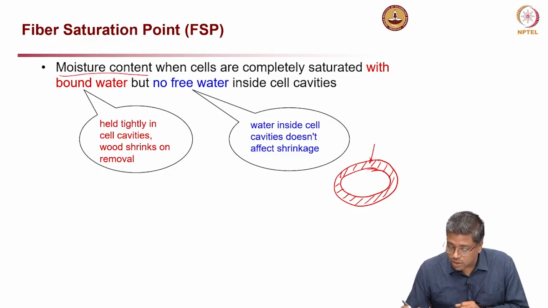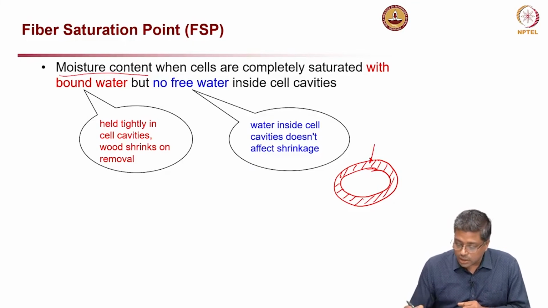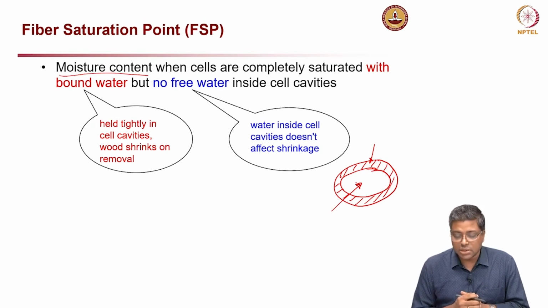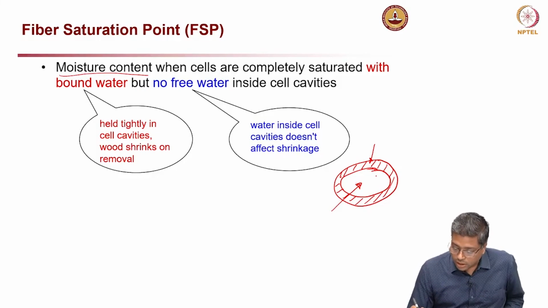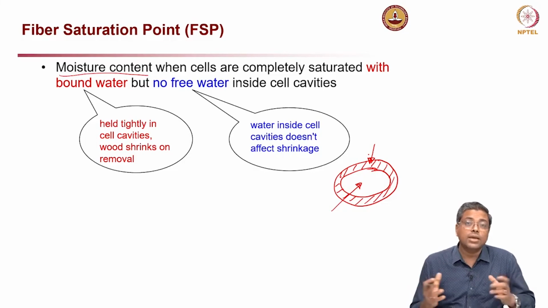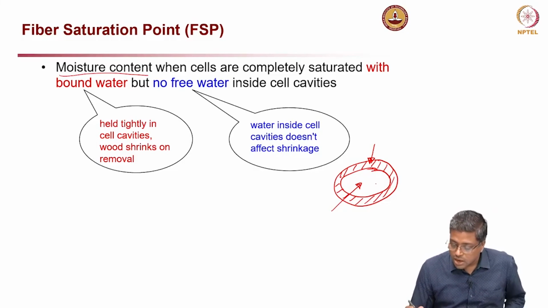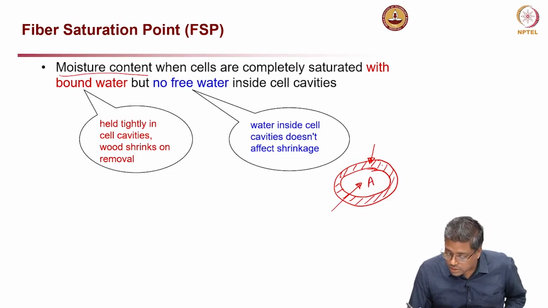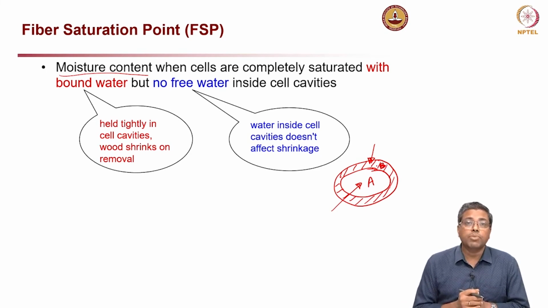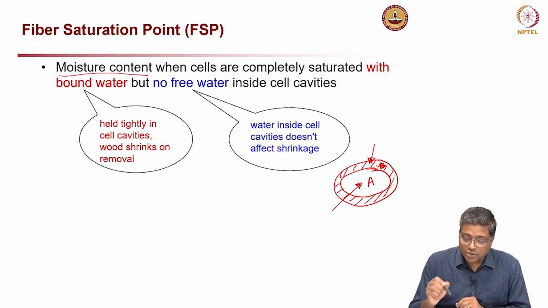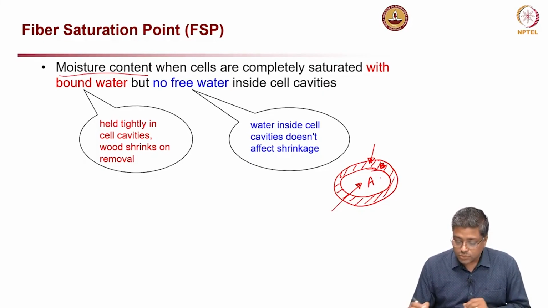So, this is the bound water which you are talking about. Now the water inside the cavity, the second one, is this one. The water inside the cavities does not affect the shrinkage, okay. First, when you try to dry wood, let us say I am going to call this region A and then region B, okay. First, the water in region A will evaporate, that is the free water.